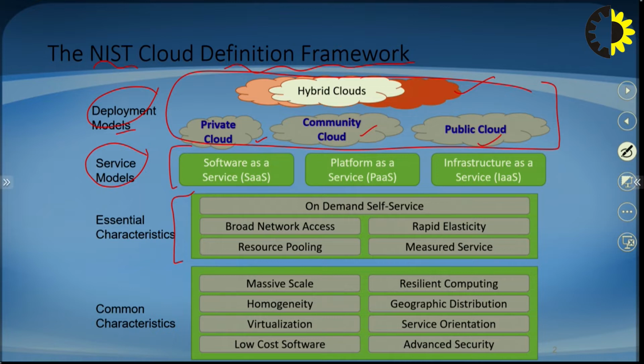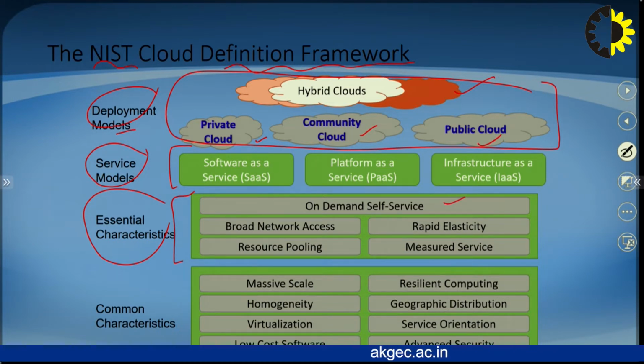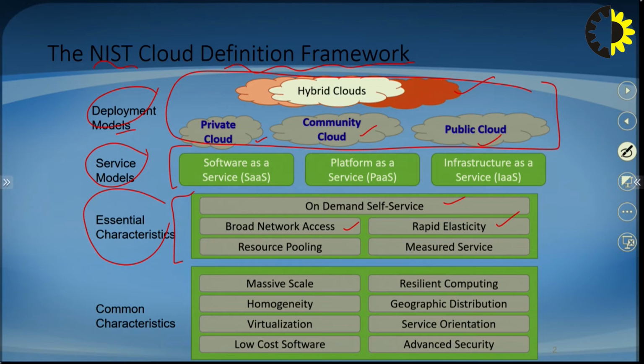And then this is the essential characteristics. These are the 5 characteristics that come under essential, you can say fundamental, or sometimes we can say basic characteristics. These are on-demand self-service, broad network access, rapid elasticity, resource pooling, and measured service. So these are the 5 basic characteristics.